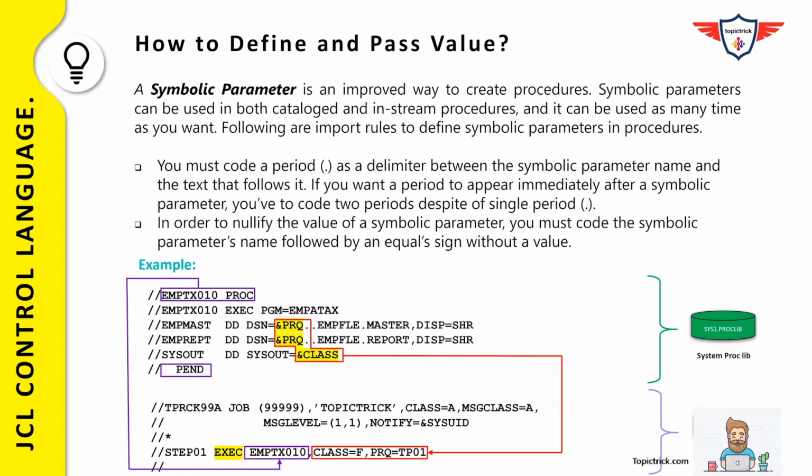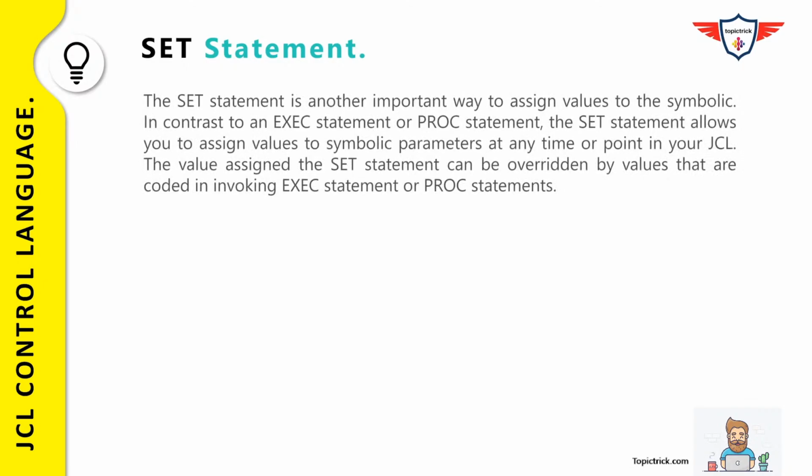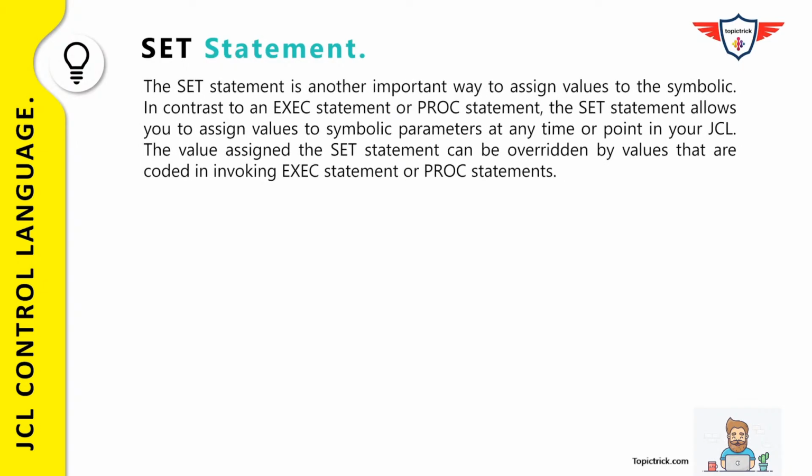And due to this flexibility of symbolic parameters, it is always recommended that you should use symbolic parameters while writing your procedures. Now let's talk about the set statement, which is generally used to assign value to these symbolic parameters. And thereafter, we will talk about how you can concatenate these symbolic parameters to create different job control statements in your procedures.